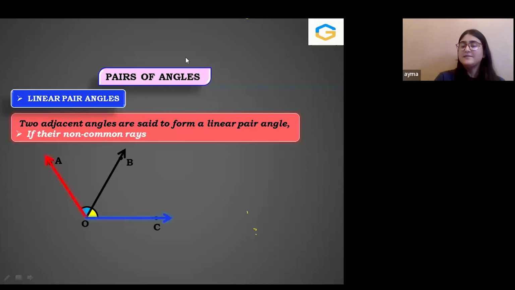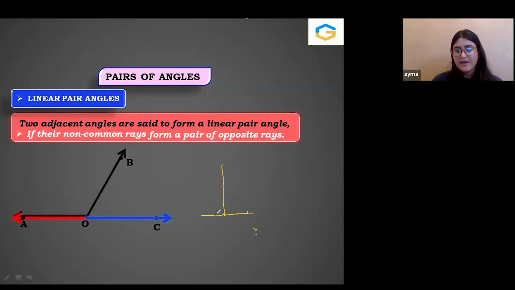So adjacent angles are said to form a linear pair if the non-common rays form a pair of the opposite. Let me explain simply, leave the definition. Angles 1 and 2 are adjacent to each other, right? They have a common vertex, they share a common arm, isn't it? But what is the difference here? If the two adjacent angles are said to form a linear pair, the non-common rays form a pair of opposite rays. One ray is going from here, one ray is going from here.